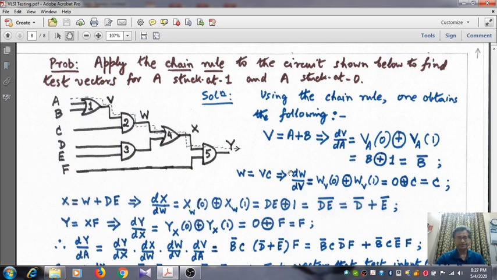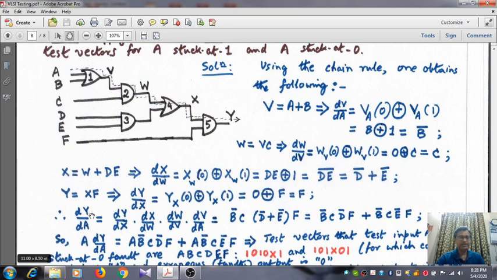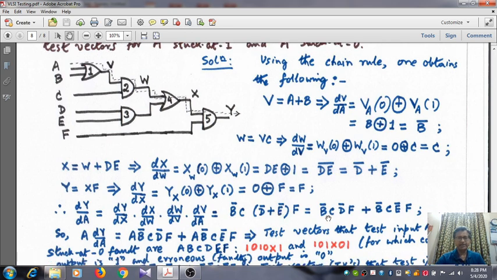So dV/dA equals B bar. Next dW/dV: because W is a function of V, dW/dV equals C. Then dX/dW: X is a function of W, so dX/dW equals D bar OR E bar. And finally dY/dX: Y is X ANDed with F, so it is simply F. Finally dY/dA equals dY/dX ANDed with dX/dW, ANDed with dW/dV, ANDed with dV/dA. So you get B bar C D bar F OR B bar C E bar F.